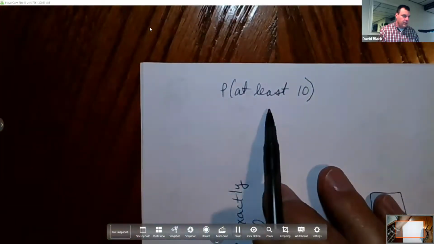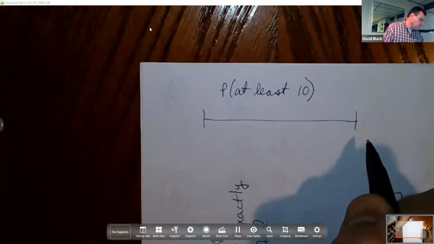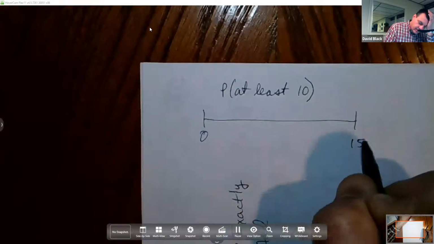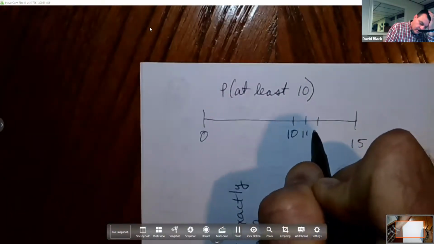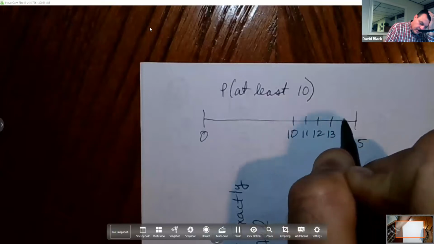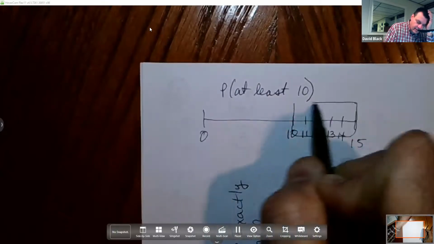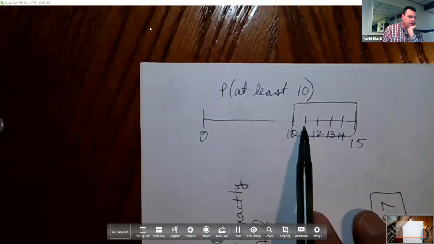If I was looking for the probability of at least 10, again, if I drew a number line, what do we got here? 15 flights. So here's 0, and here's 15. So at least 10 could mean 10, 11, 12, 13, or 14. It'd be this piece of the pie here. So I'd have to add up all 6 of these.